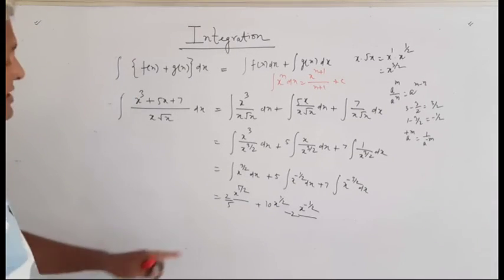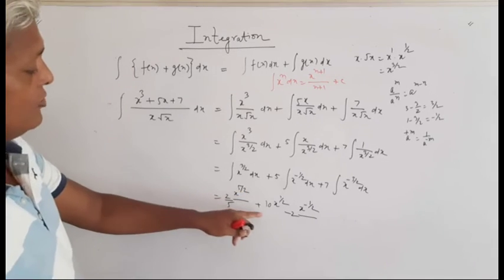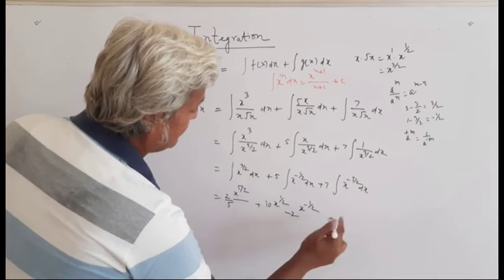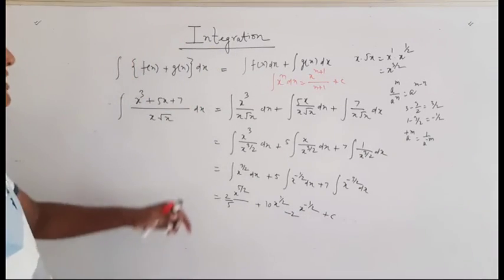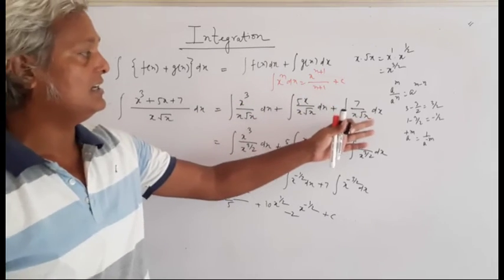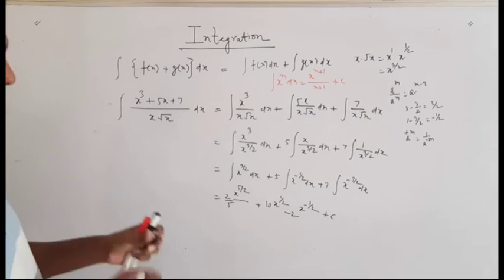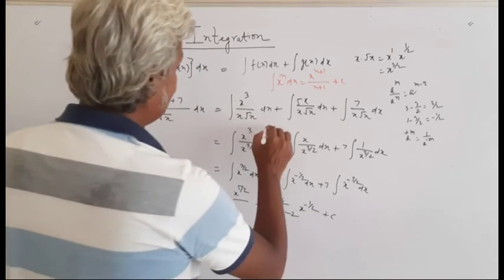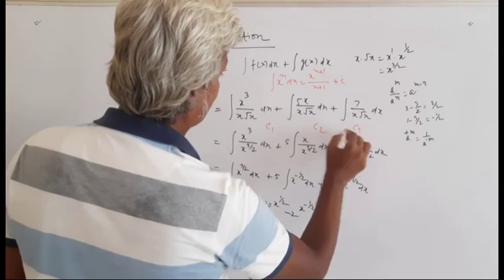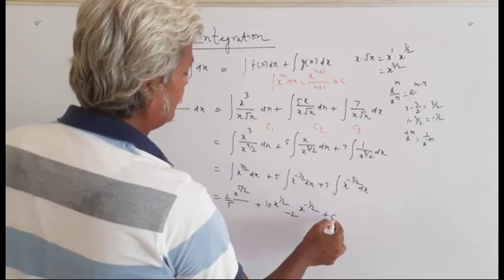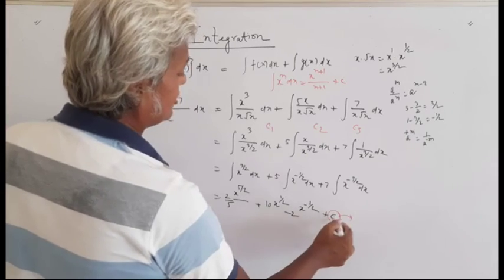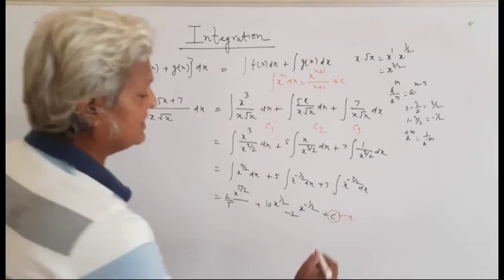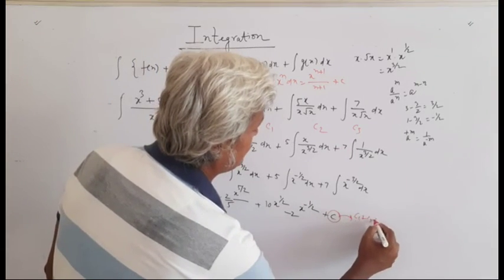So your answer is 2 by 5 x to the power 5 by 2 plus 10 x to the power half minus 2 x to the power minus half. And altogether we have one constant of integration. However, since there are three integrations, you will have three constants of integration. You can call them C1, C2, C3. Just add them all and get only one constant, called C. So C can be written as C1 plus C2 plus C3.